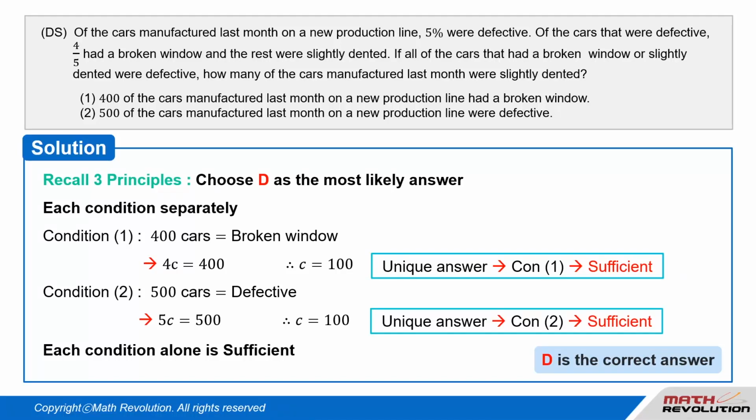In this question, the original condition gives us one variable. That's why the correct answer is D. So D is the correct answer. Answer D.